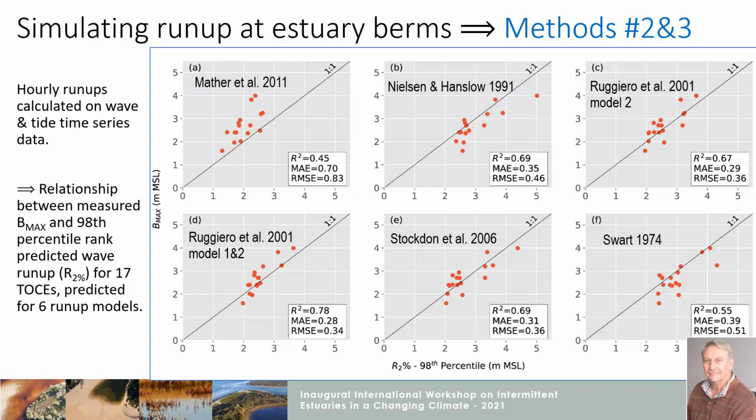So we calculated hourly wave run-ups based on time series of waves and tides at each estuary, some of them quite a number of years long in length. And these graphs here just show the relationship between the measured BMAX and the 98th percentile rank predicted wave run-up for 17 of the estuaries by means of 6 different run-up models. Based on the results from this study, we decided to use the Stockdon model further.